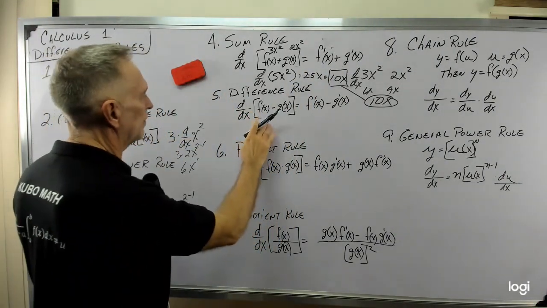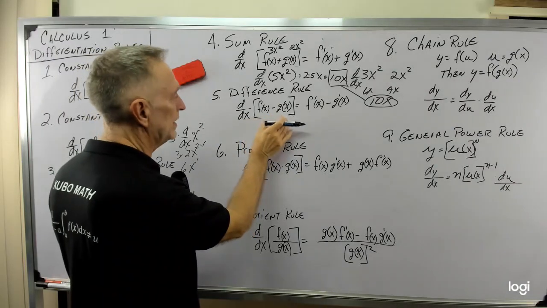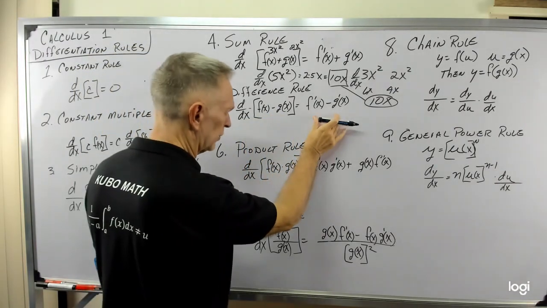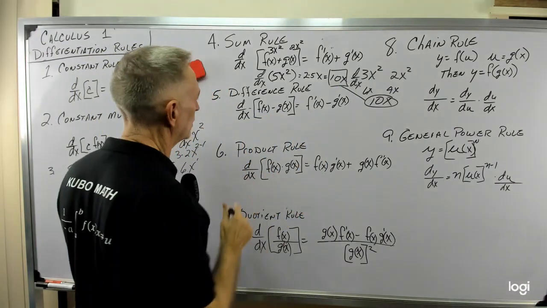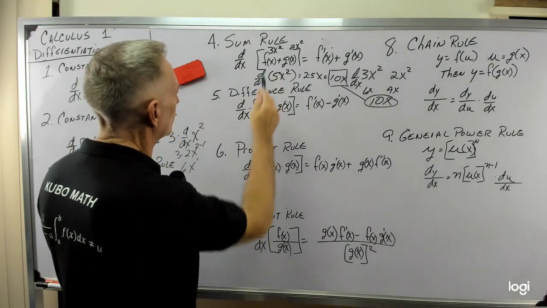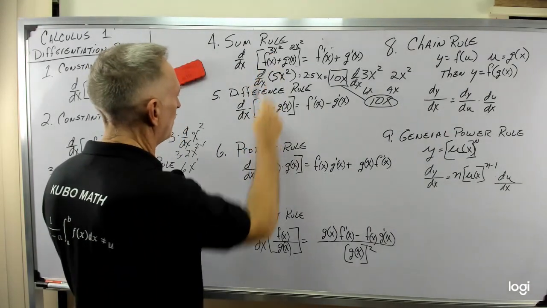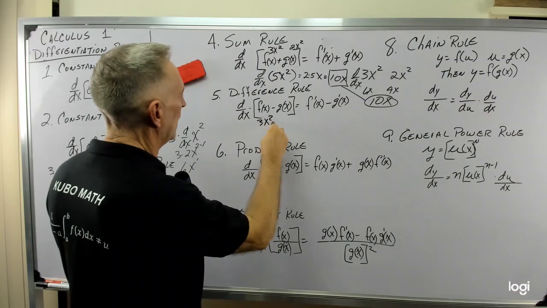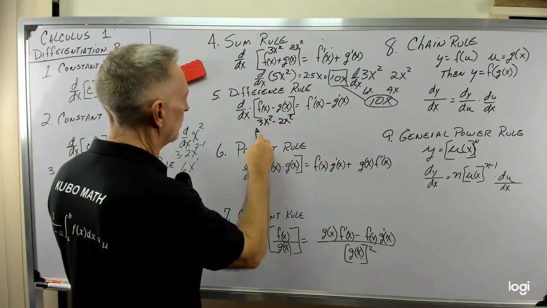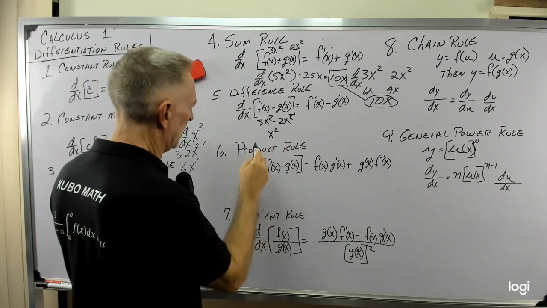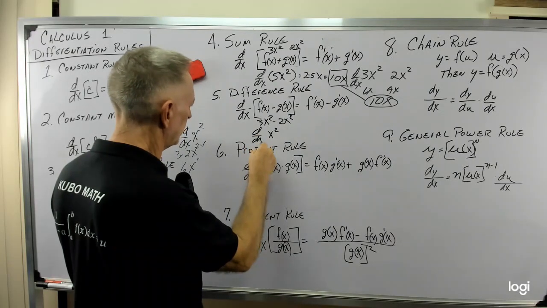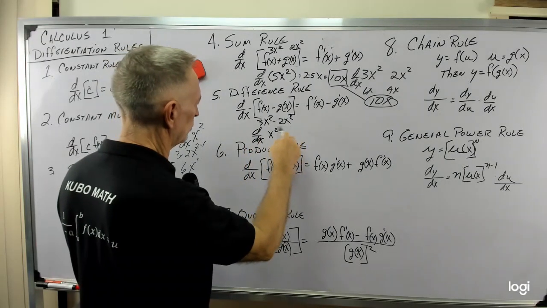Using that same philosophy, the derivative of the difference is the difference of the derivatives. It's the same concept. So again, 3x squared minus 2x to the second power gives me x to the second power. The derivative of that with respect to x equals 2x.